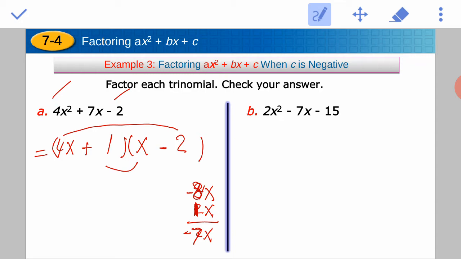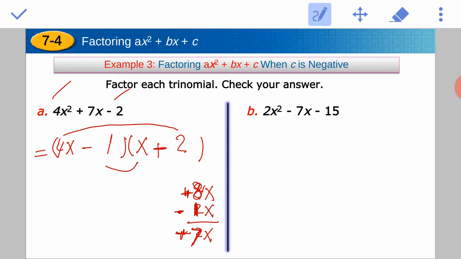Guys, we are very close. Our middle term is not negative 7x, it's a plus 7x. So how do I make this negative 7x into plus 7x? You only need to switch the signs. So you make this minus, you make it plus, and you make this plus, you make it minus. Now guys, if we check one more time, 4x times plus 2, it's a plus 8. And the negative 1 times x, it's negative 1x. Plus 8 minus 1, this is exactly plus 7x. Our middle term is plus 7x.